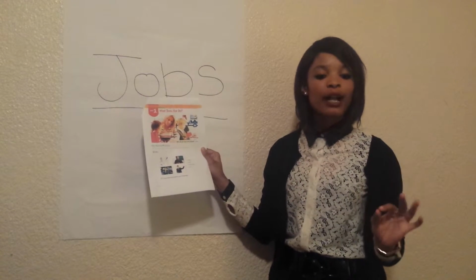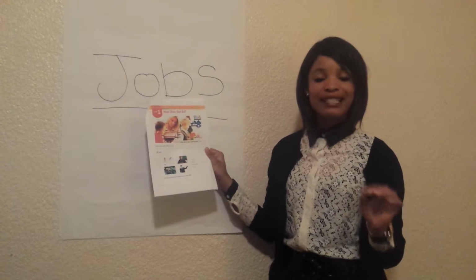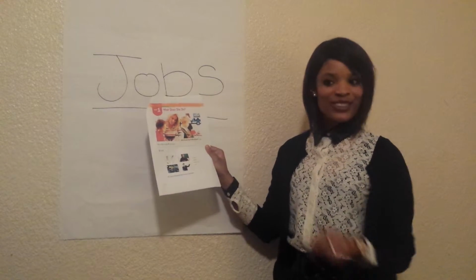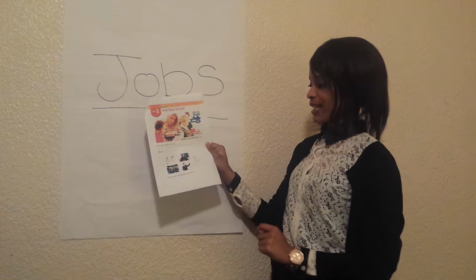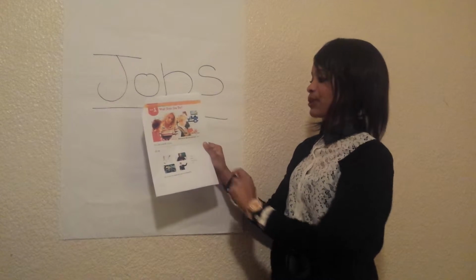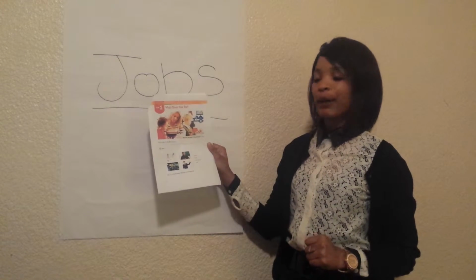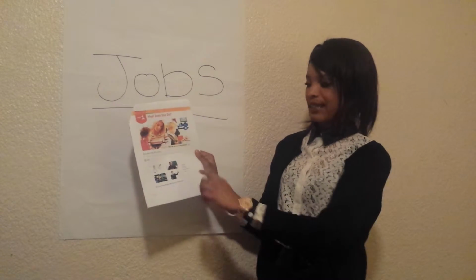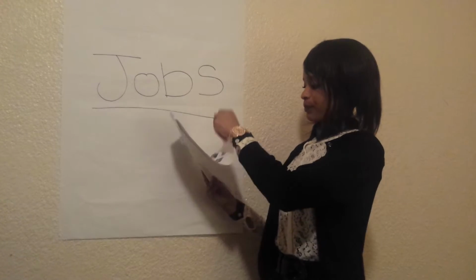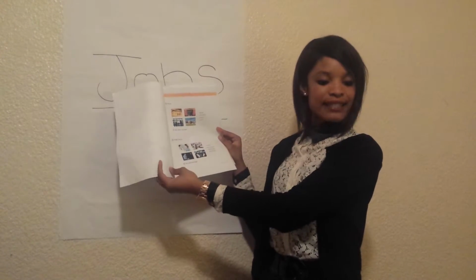So can anyone tell me which one of these squares has a teacher in it? That's right, number 2 has a teacher in it, okay, because he is a teacher. So right next to the word teacher, we will write the number 2. Okay, so that is what you are going to do for exercise A, for exercise B, and exercise C.